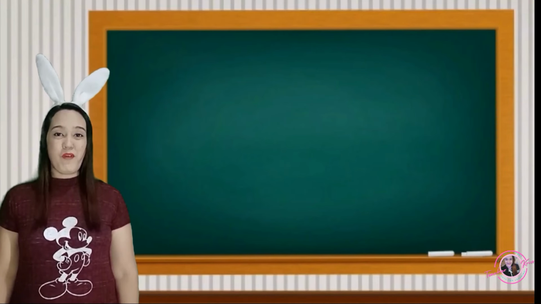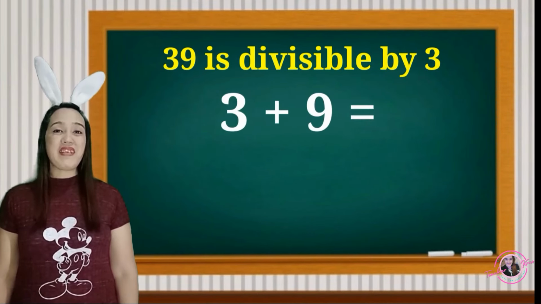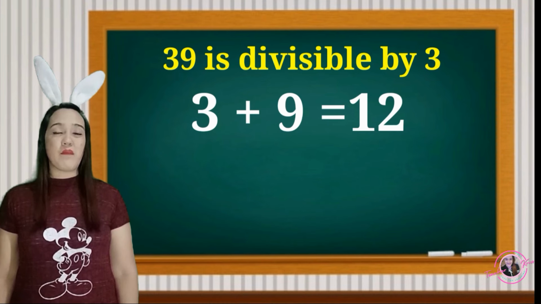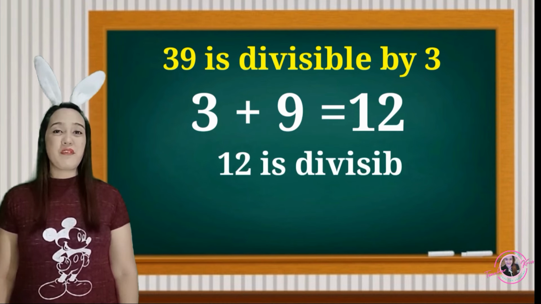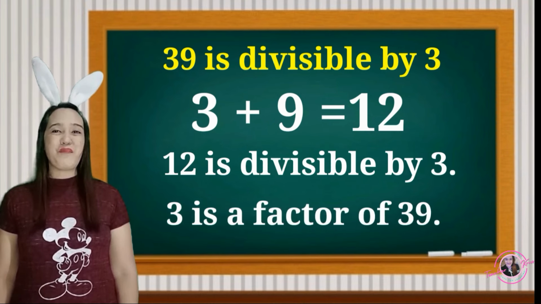For example, 39 is divisible by 3 because when we add 3 plus 9, it is equal to 12, and 12 is divisible by 3 or a multiple of 3. Therefore, 3 is a factor of 39.